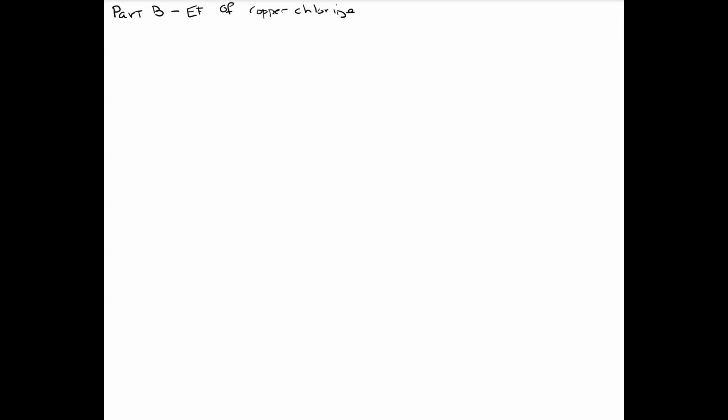I'm going to give you some assistance with calculating the empirical formula of a copper chloride solution. In this experiment, we start out with a copper chloride solution. It's a mystery. We don't know whether it's copper 1 chloride or copper 2 chloride, but we know that it's a 1.0% solution. That means that we have 1.0 grams of copper chloride per 100 milliliters of solution.